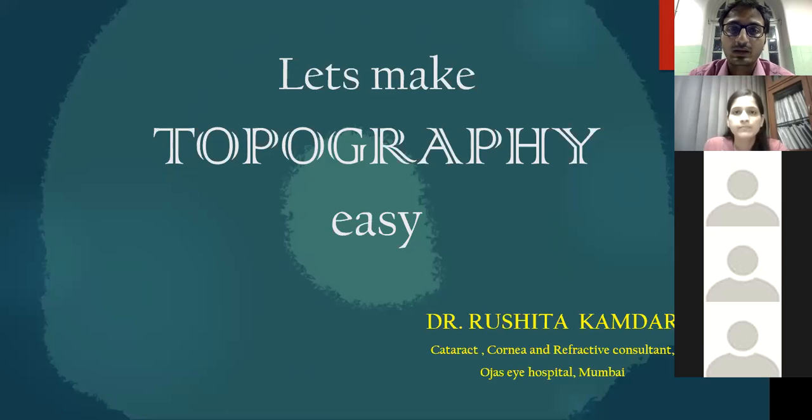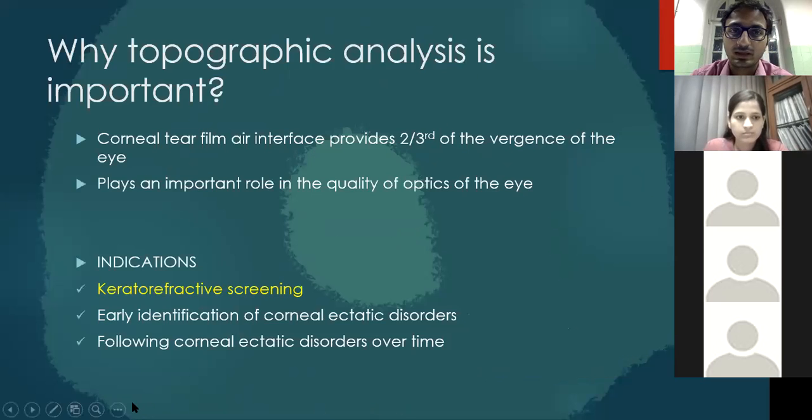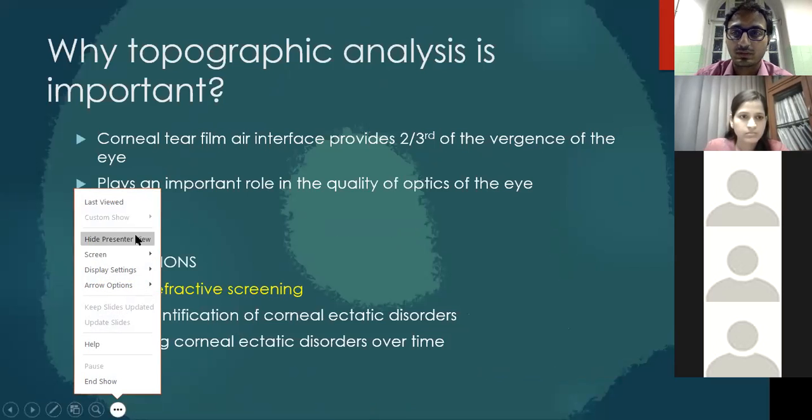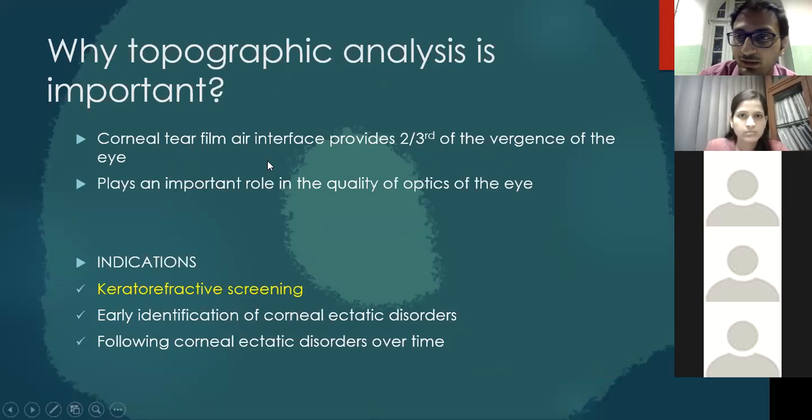And she will be taking us through the topography topic to make it easy, because topography now has become a language of cornea. Anything that you don't see on the slit lamp, topography is something that shows you all those hidden points. So Rushita will be taking us through the topography and make it simpler for even the first year MS and DNB students to identify what are the key points to read a topography.